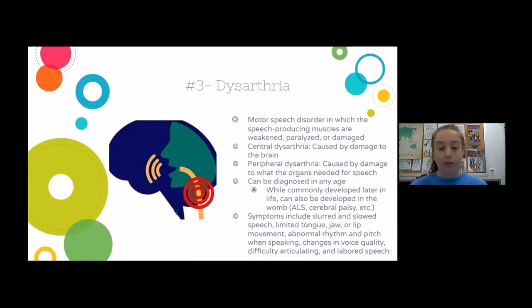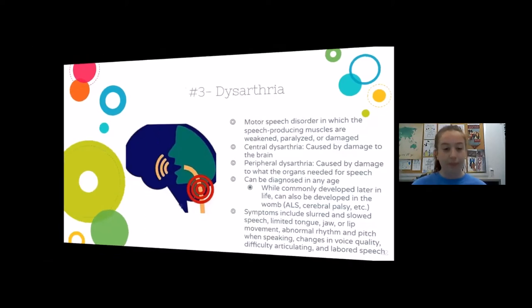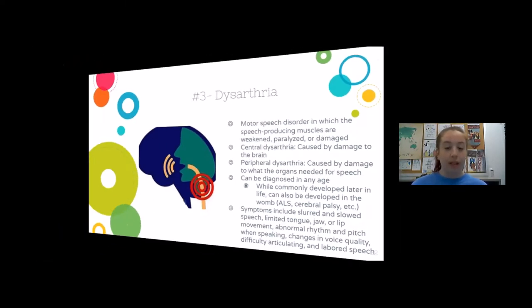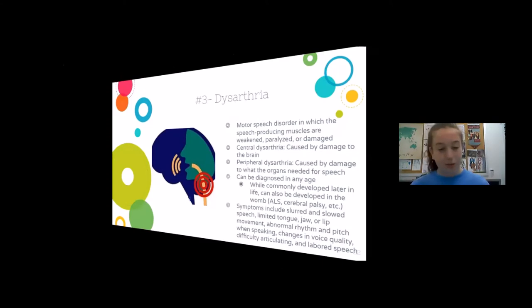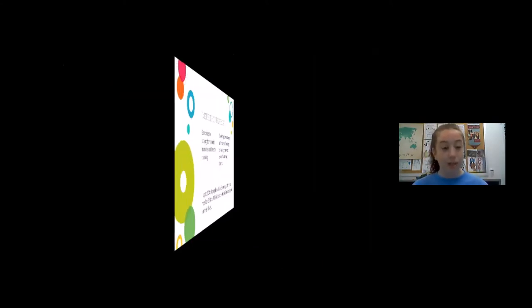It can also be developed in the womb, like for example, with cerebral palsy, ALS, and other neurological disorders. Symptoms include slurred and slowed speech, limited jaw, tongue and lip movement, abnormal rhythm and pitch when speaking, changes in voice quality, and difficulty articulating and labored speech in general.